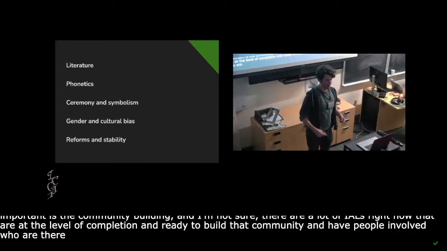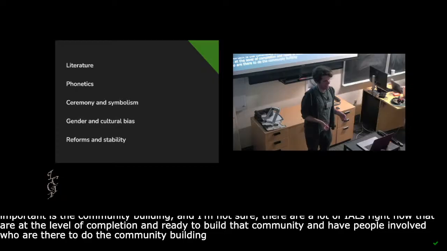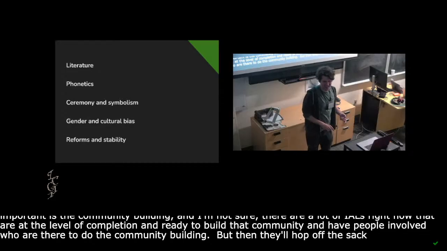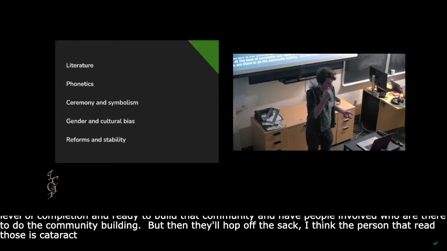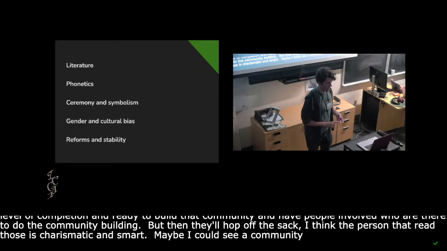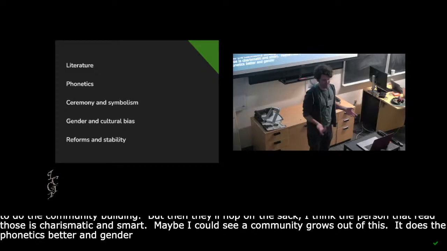But then to pop off the stack and go back to my first answer, I've been learning Globasa recently, and I think the person who leads it is charismatic and humble and kind of smart, and those things add up to maybe a community growing out of this. It doesn't solve everything, but it tries to do the phonetics better, and it does the gender better, and maybe the cultural bias part better too. We'll see how that pans out. So maybe, yeah.